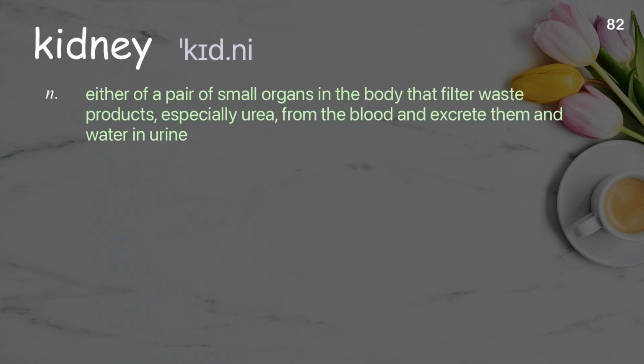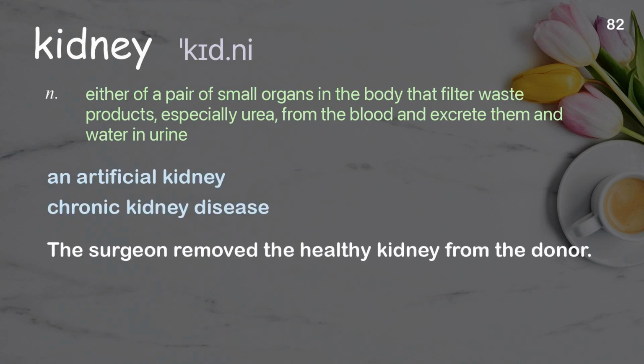Kidney. Either of a pair of small organs in the body that filter waste products, especially urea, from the blood and excrete them and water in urine. Examples: An artificial kidney, chronic kidney disease. The surgeon removed the healthy kidney from the donor.